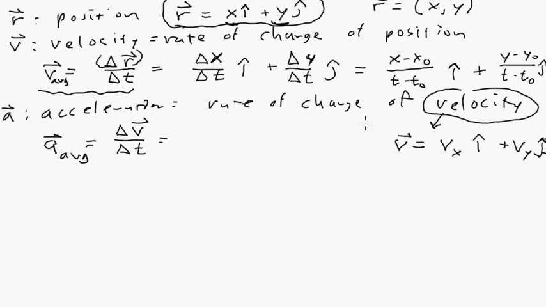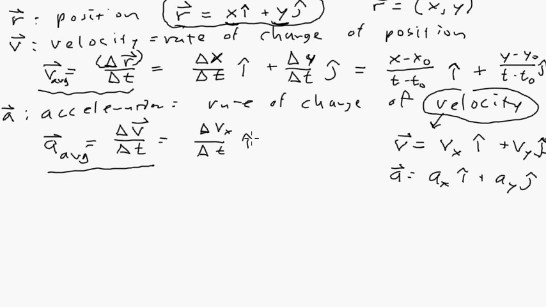And then we can do the same thing for acceleration. Say acceleration is a sub x times i hat plus a sub y times j hat, and it's all good. So let's look back over here at our expression for average velocity. Average acceleration is a change in velocity. So that's going to be the change in velocity in the x direction divided by the change in time times i hat plus the change in velocity in the y direction divided by the change in time times j hat.